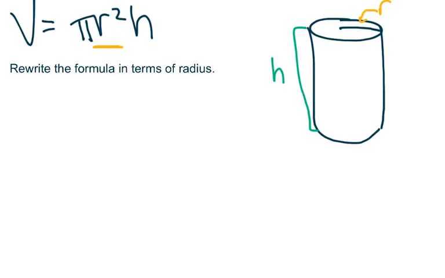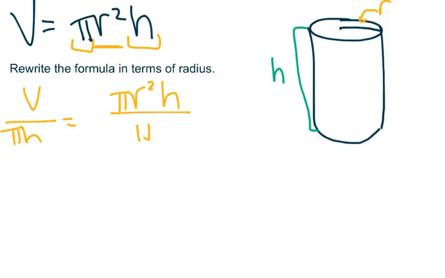So first, we want to get rid of the pi and the h, so we've got r squared on one side. We can do that by dividing both sides of the equation by pi times h. And if we do that, we cancel out the pi and the h, and we are left with r squared equals volume over pi times h.